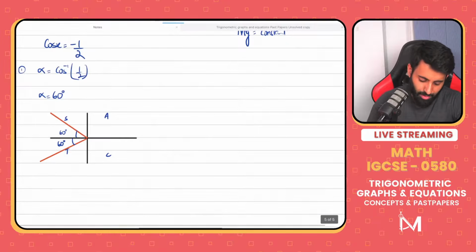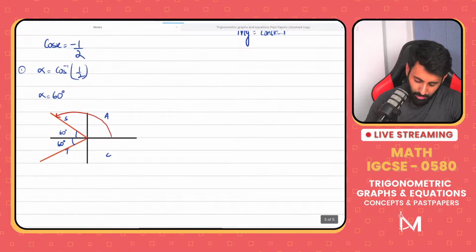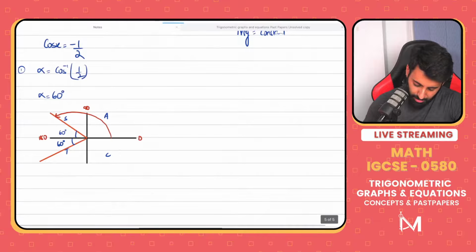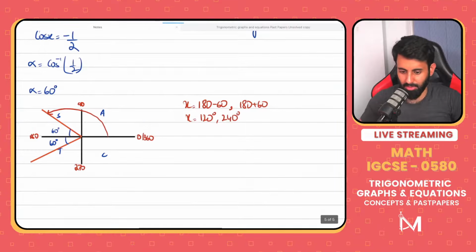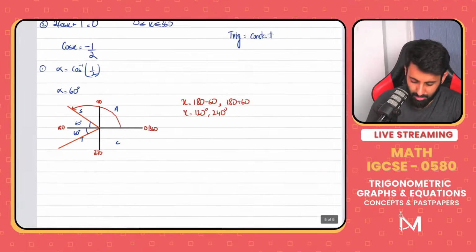Next thing you do is you find out x or theta by simply going in an anti-clockwise direction. Do keep in mind that this is 0, 90, 180, 270, and 360. So what will it be in the second quadrant? In the second quadrant, it's going to be 180 minus 60, and in the third quadrant, it's going to be 180 plus 60. So that means it's going to be 120 degrees and it's going to be 240 degrees. And there you go. That's your answer.